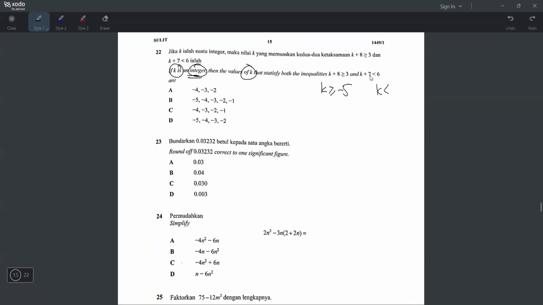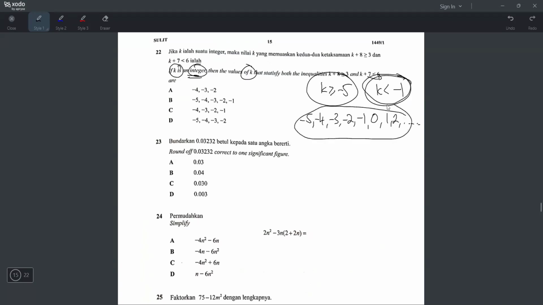Next one, how to solve? k smaller than 6 minus 7, negative 1. Done. Okay, bigger or equal to negative 5 is negative 5, negative 4, negative 3, negative 2, negative 1, 0, 1, 2, so many. So I'll just write dot, dot, dot. But then they say at the same time it has to be k smaller than negative 1. So how many of these numbers are smaller than negative 1? This one, this one, this one. So this is the answer.